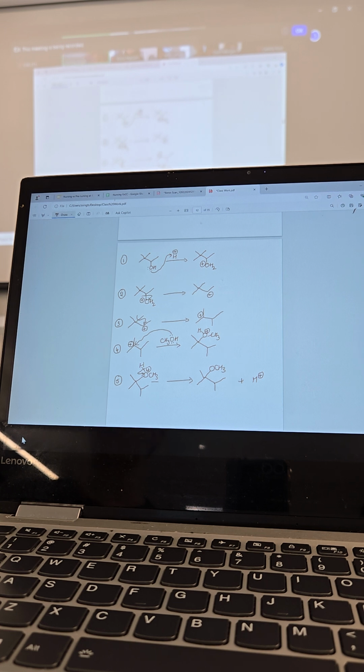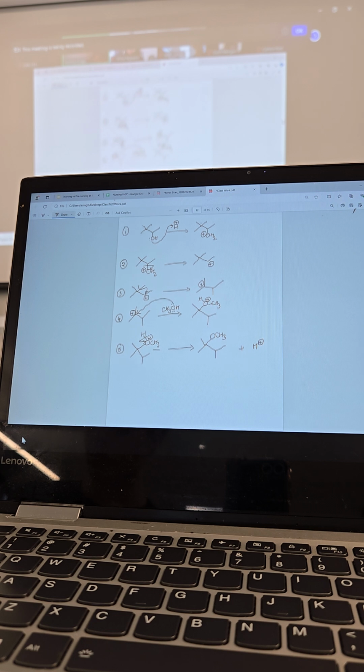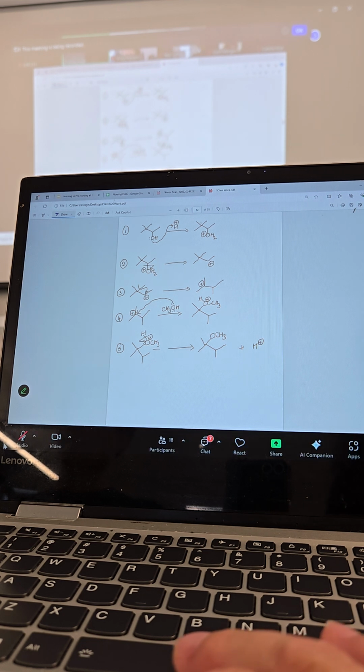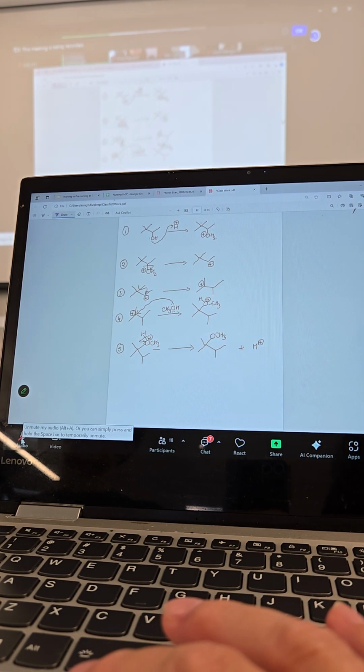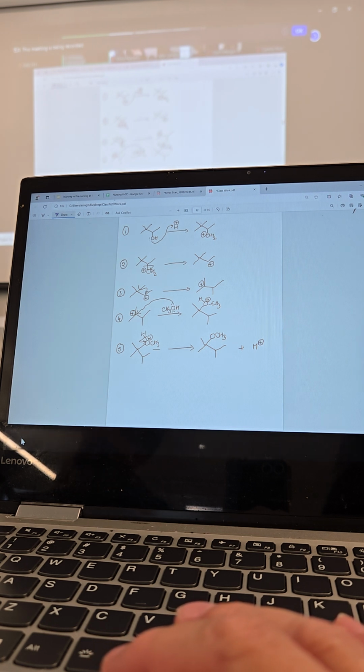You guys ready? First question. What is the overall reaction equation? Remember, a mechanism tells us what steps the reactants go through to become products. That's what this is saying. It has to go through steps 1, 2, 3, 4, 5 in order to become the product. So what is the overall reaction equation?